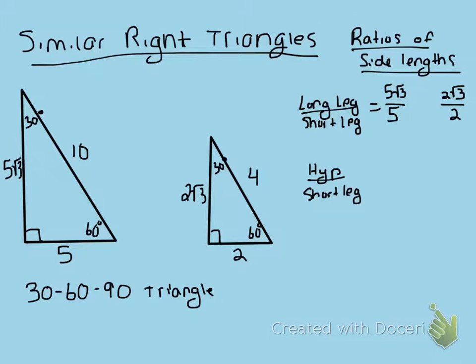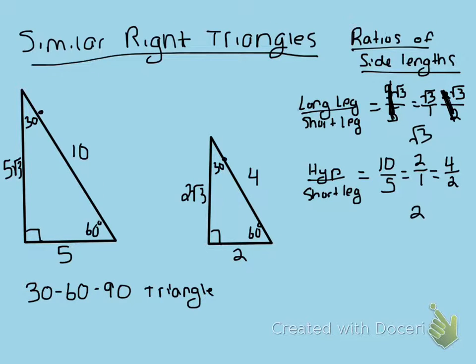Now we have canceling out again. The 5's cancel out, the 2's cancel out. So your ratio is simply square root of 3 over 1, which is square root of 3. Now let's look at the hypotenuse over the short leg. Your hypotenuse over the short leg in the left triangle is 10 over 5. In the right triangle, it's 4 over 2. So both of these simplify to be 2 over 1, because 10 divided by 5 is 2, 4 divided by 2 is 2, so your ratio is 2 to 1.